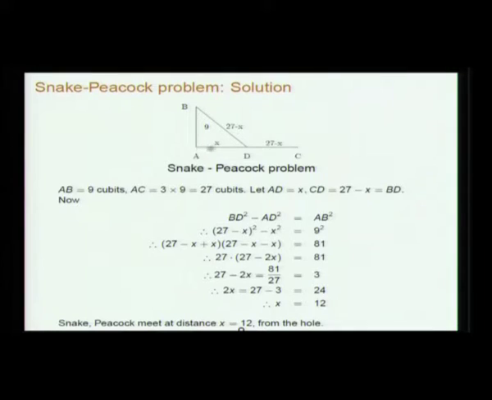Okay. It is also given that this total AC is 3 times this height, so 27. So, we should know this x. So, AB is 9 cubits, AC is 27. So, this is x, let us say. So, CD is 27 minus x, so this is equal to BD. So, BD squared minus AD squared is equal to AB squared. So, 27 minus x whole squared minus x squared is 9 squared. So, if you solve this, you will get x is equal to 12. So, snake and peacock meet at a distance of 12 from the hole. Okay.